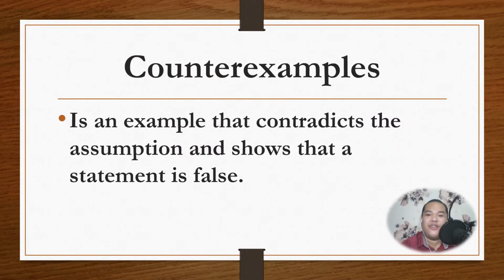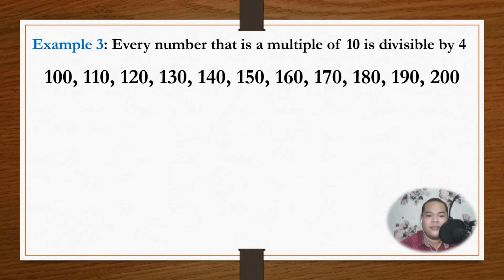Another strategy of devising a plan is to use a counterexample. It is an example that contradicts the assumption and shows that a statement is false. Example: every number that is a multiple of 10 is divisible by 4. That is 100, 110, 120, and so on.